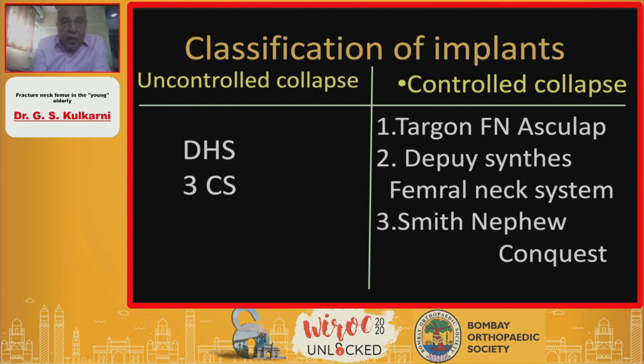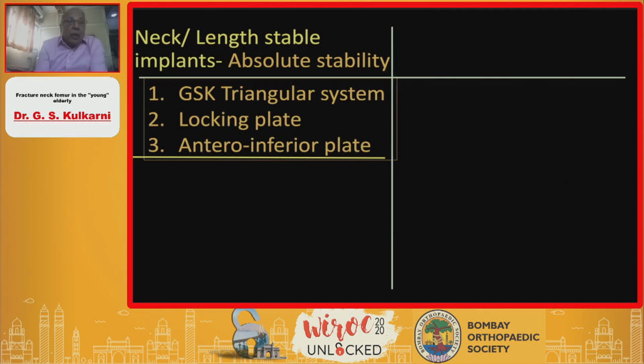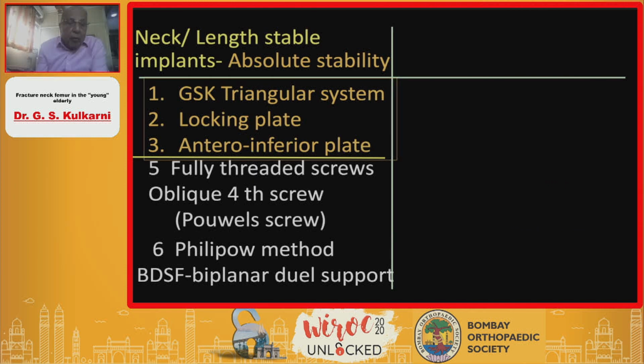We have classified the implants into 4 types. One is the uncontrolled collapse, that is DHS and 3 cancellous screws. The newer implants have controlled collapse: Targon-FN, DePuy Synthes system, and Conquest. Now a large number of neck length stable implants have come with absolute stability. One is my GSKT system, locking plate, antero-inferior plate, and there are many others including the Filipov method.